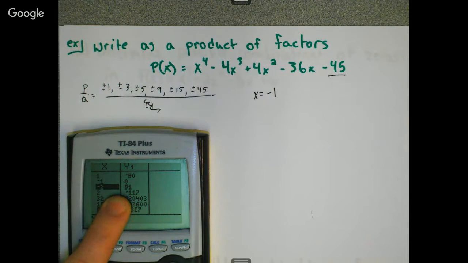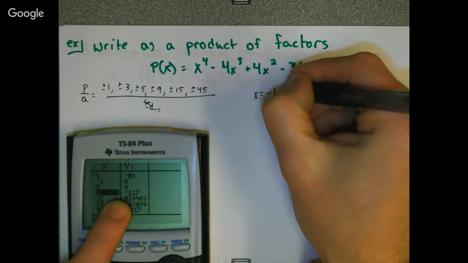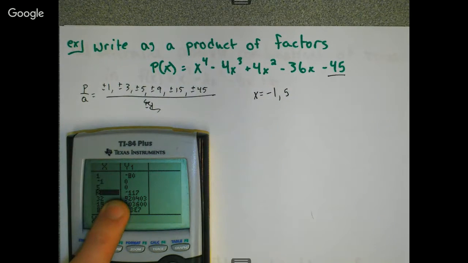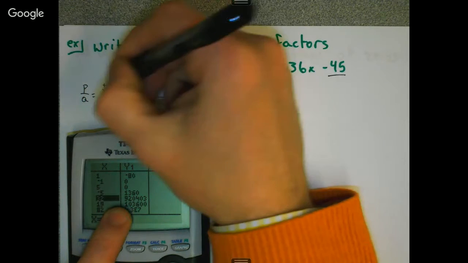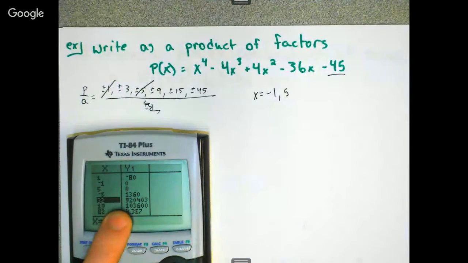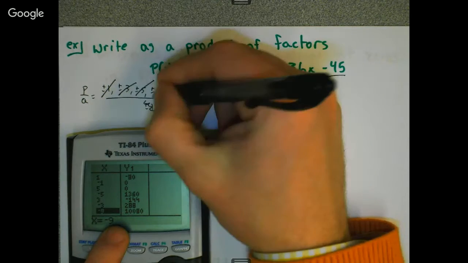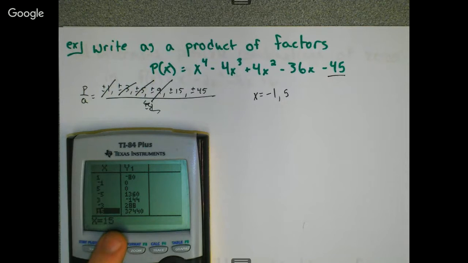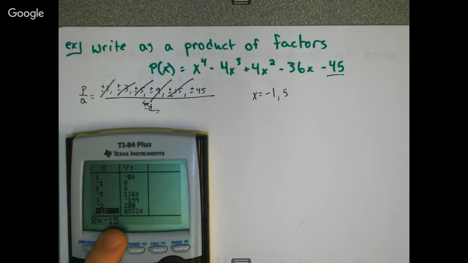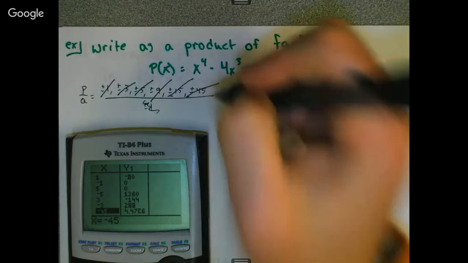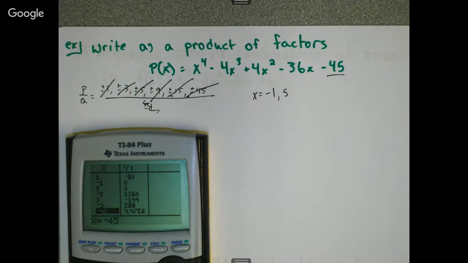How about 5? Oh, 5 was 0. Negative 5? Nope. So I checked those. Forgot 3s. 3. Negative 3. So those two don't work. 9. Nope. Negative 9. Nope. 15. Negative 15. Nope. 45. Negative 45. Nope. So it looks like the only ones that are working are negative 1 and 5.